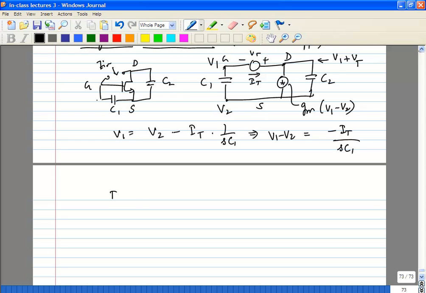Okay, so IT equals n times V1 minus V2 plus Vt times SC2.